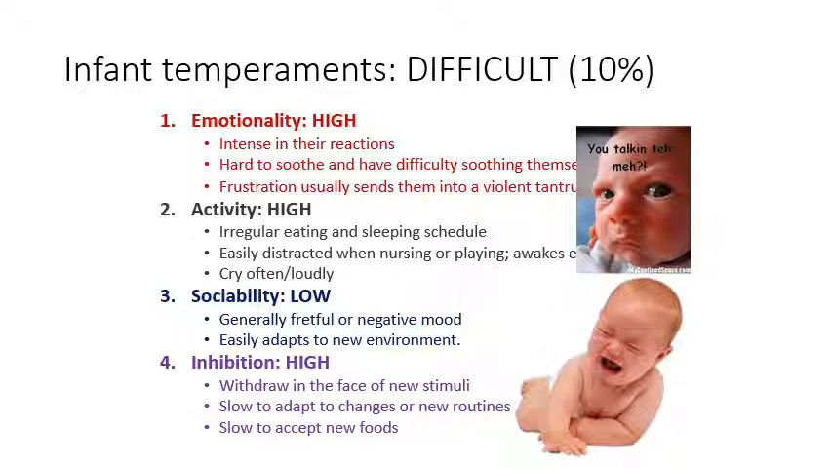Their sociability was low. They would be maybe mostly not smiling, but fretful or negative. And they wouldn't easily adapt to a new environment, so it would be hard to go visit grandma. Sorry for the error on this slide here. And they would be inhibited, like they wouldn't go up to new stimuli. They wouldn't approach things very well. They would be slow if there's a change in routine, slow to accept new foods.